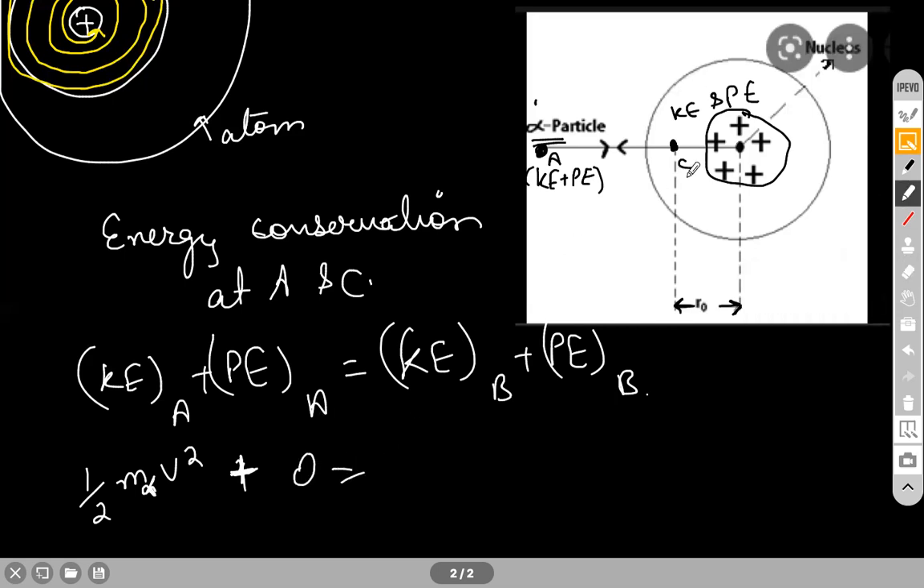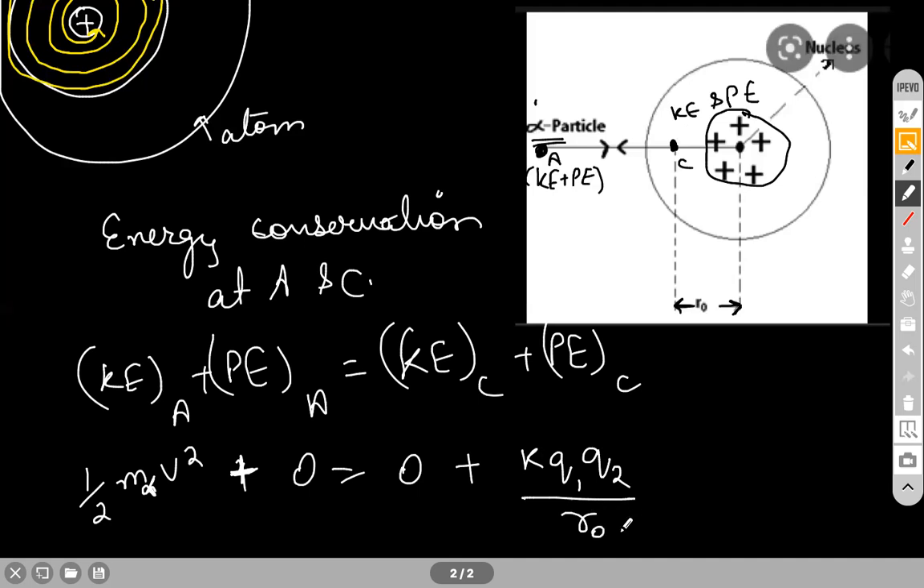Now, it's not B here, it is C. What will be the kinetic energy at C? Tell me fast. Because the particle is going to strike and change its direction, it is the distance of closest approach. After that, it can't go to the nucleus. So kinetic energy is 0. Potential energy at point C, can I say K Q1 Q2 by R naught?